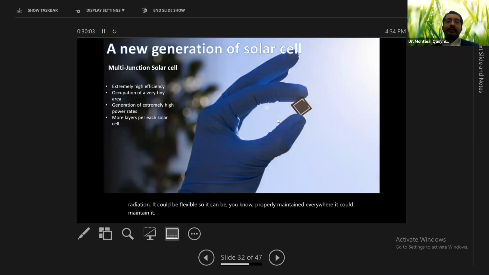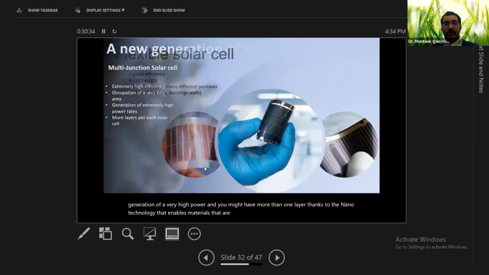It's not necessarily that you have a field for that. Sometimes it's similar to a paint. You can have it covering your home, covering your car, your vehicle, and so on and so forth. So you have a multifunctional solar cell. It's extremely highly efficient, occupying a very thin area. It generates very high power, and you might have more than one layer, thanks to the nanotechnology that enables materials that are capable of doing such functionalities.